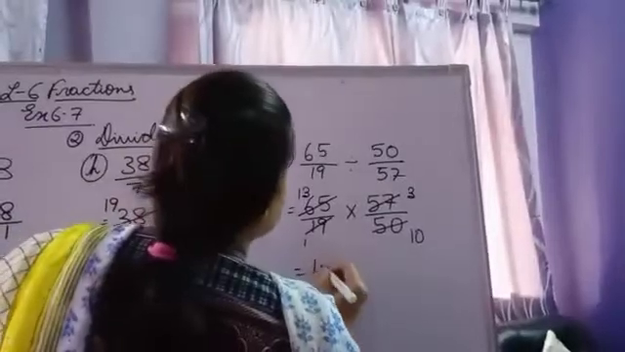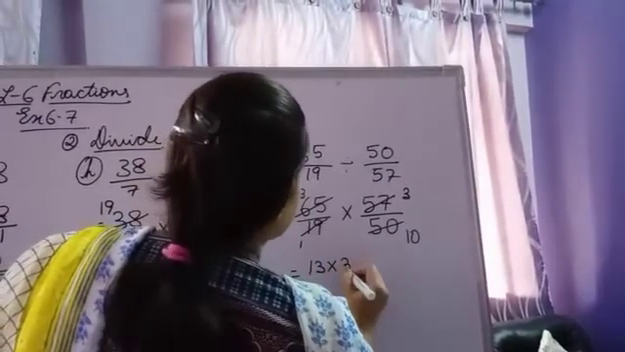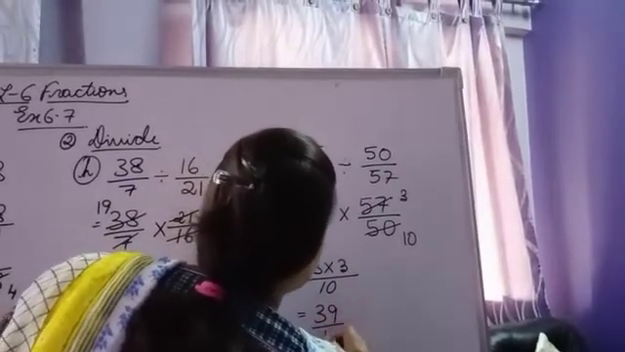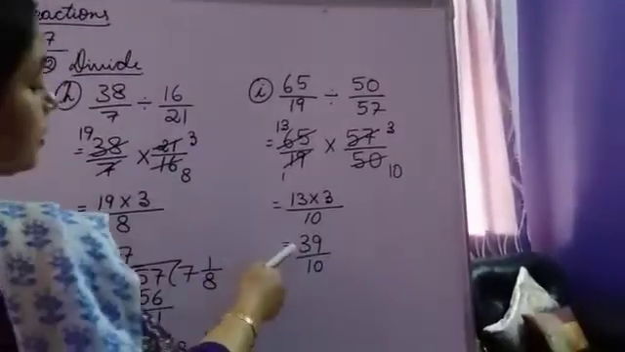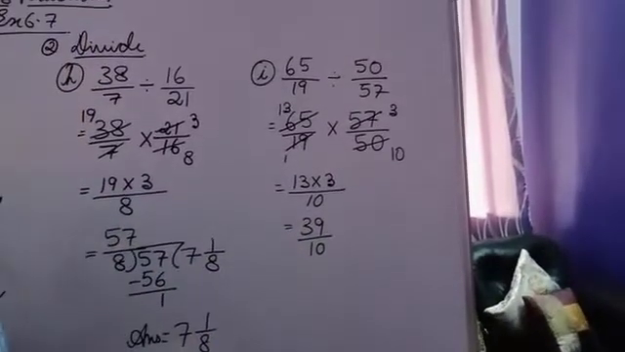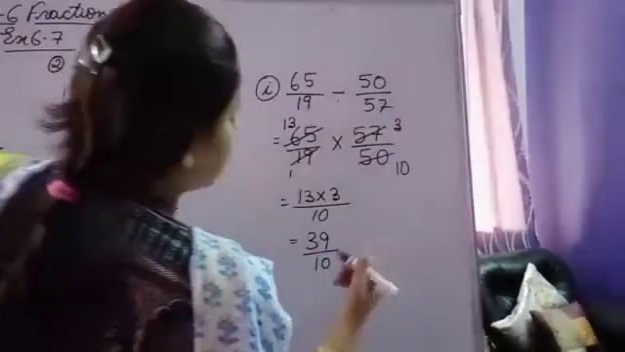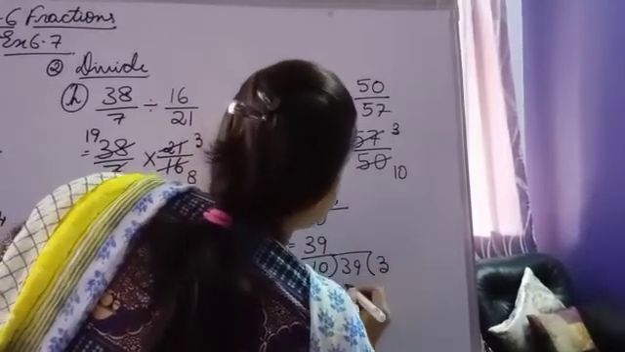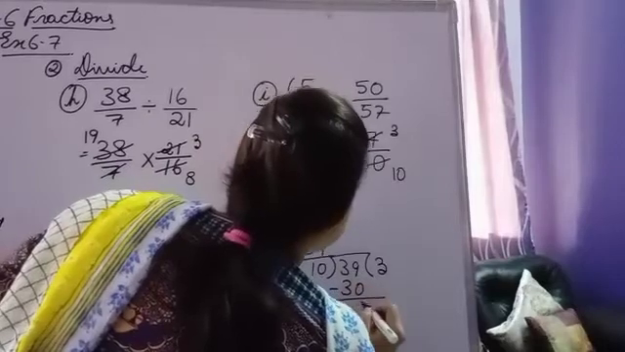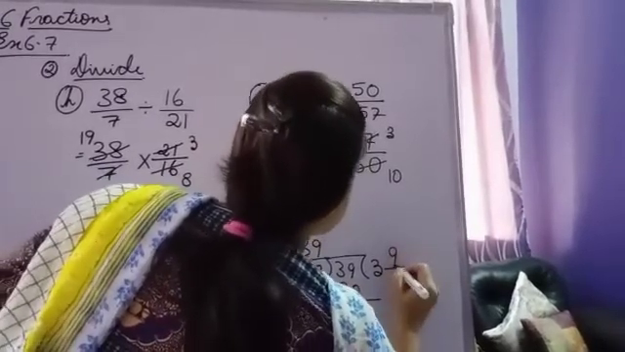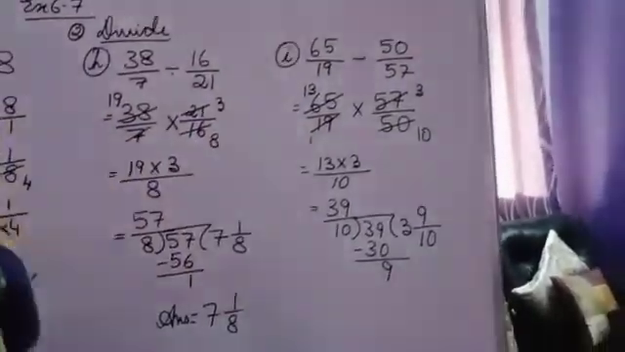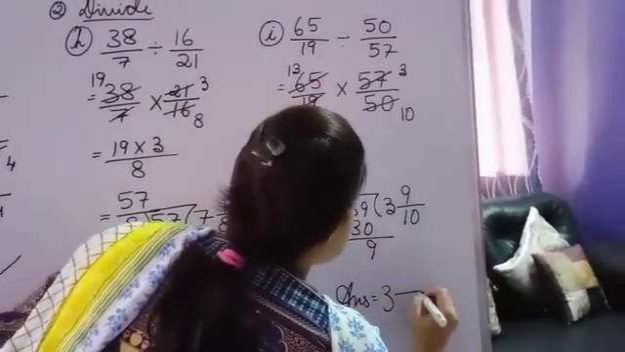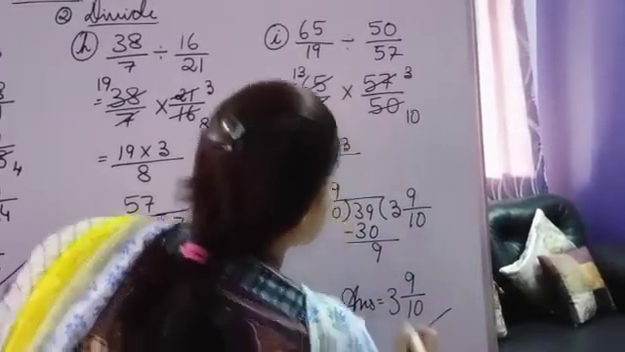So what is left in the numerator? 13 into 3 divided by 10. So that is 39 divided by 10. So 39 is big and 10 is small. So this is an improper fraction. We can convert it into a mixed fraction. So 10 3 times is 30. So my answer will be 3 9 by 10. So what is my answer? 3 9 by 10. So this is the method.